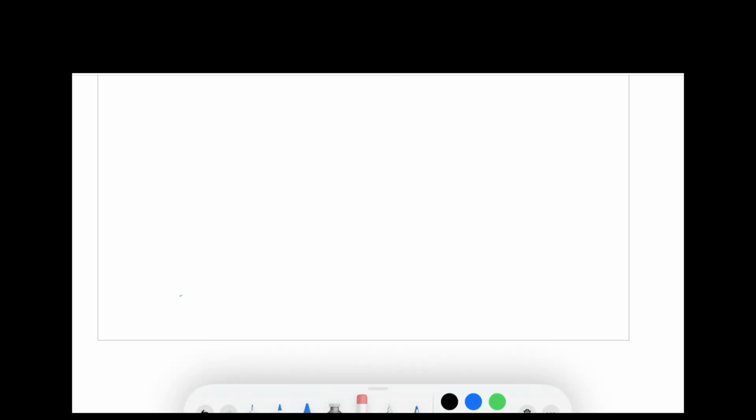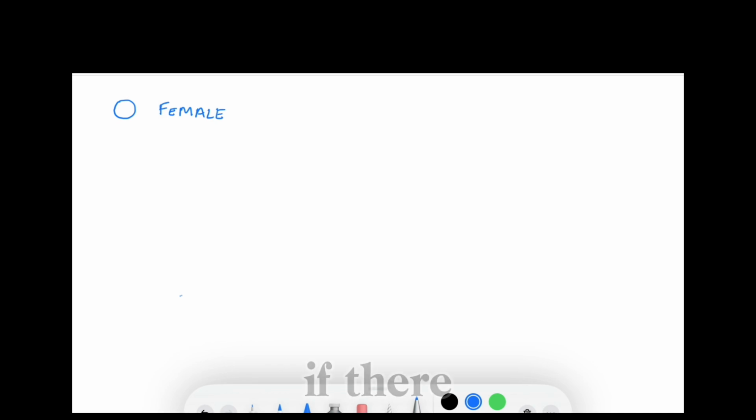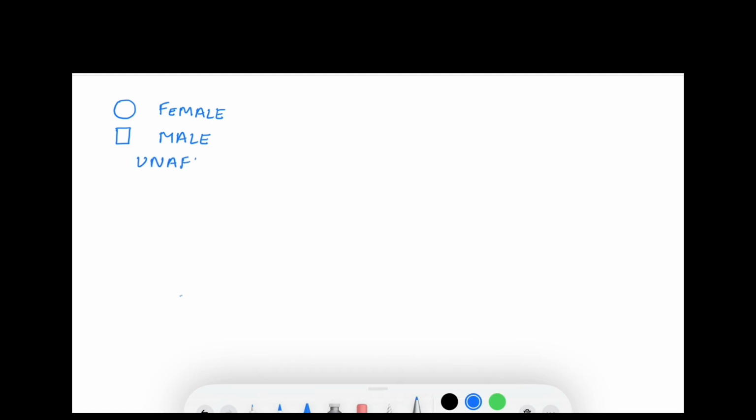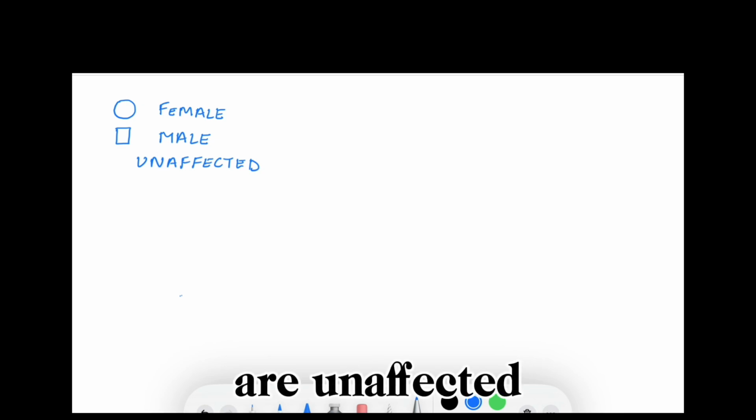So first of all, if there is a circle, then it is a female. If there is a square, that is a male. If the circle or the square is not shaded, then these are unaffected individuals. Unaffected means they do not have that particular genetic disorder. So these are unaffected individuals.